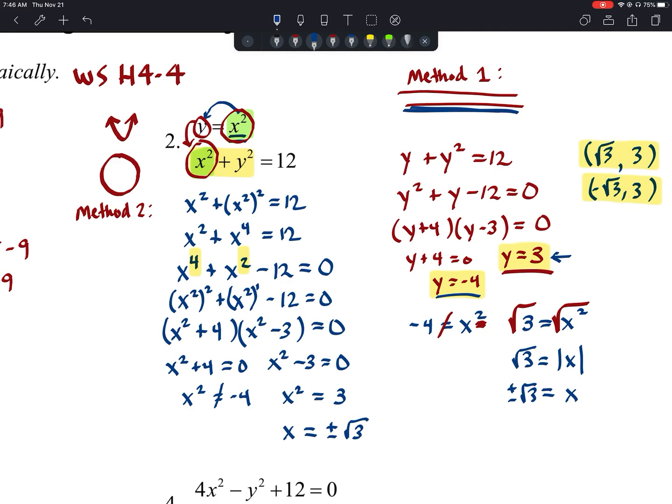So we actually can do this. We've talked about this in the past. When we get it to this form, this is factorable. So you could actually do that. But if you're not comfortable with it, then go ahead and jump into method 1. So your solutions for problem number 2 are radical 3, comma 3, and negative radical 3, comma 3.